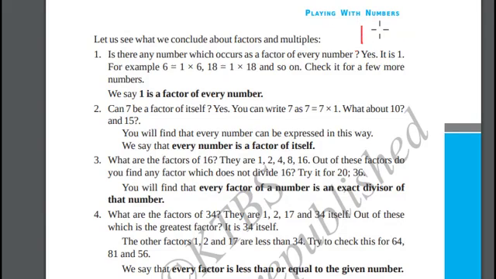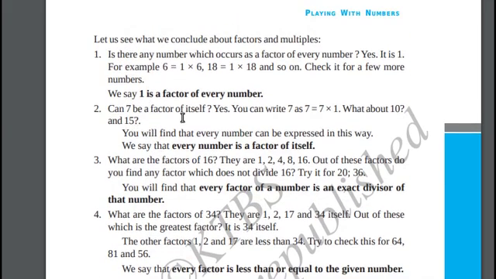And for 125, 525, 1 is also a factor. Here you can notice 1 is also a factor. So for every number 1 is a factor. For every number there is one factor which is common to all, that is 1.